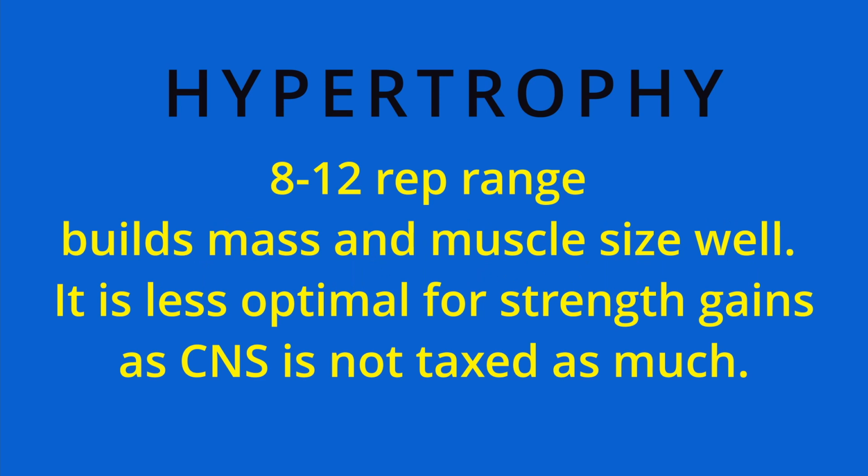Let me just go through them right now. Let me get a bit scientific on this. The first adaptation is hypertrophy. This is an 8 to 12 rep range and it builds mass and muscle size well, but it is less optimal for strength gains, as the CNS is not taxed as much as strength work. Simple as. The second adaptation is strength.